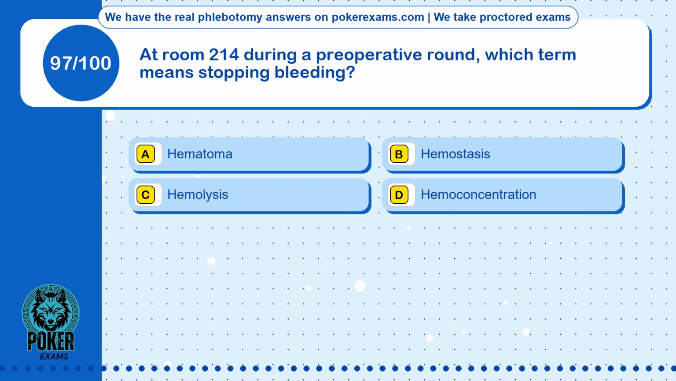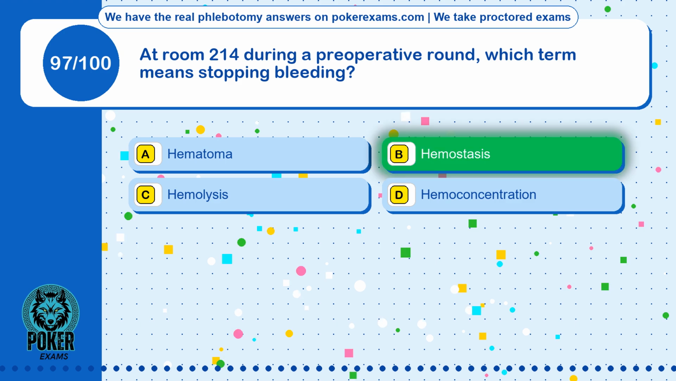Question 97. At room 214 during a preoperative round, which term means stopping bleeding? Option A, hematoma. Option B, hemostasis. Option C, hemolysis. Option D, hemoconcentration. The correct answer is option B.